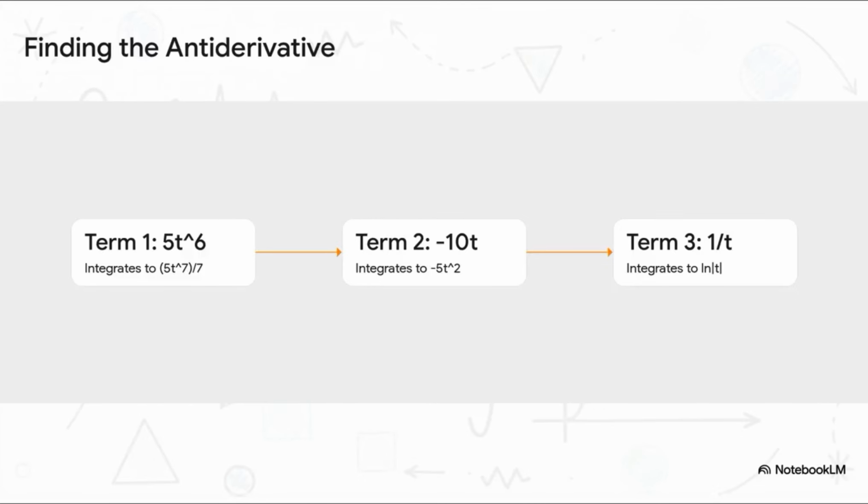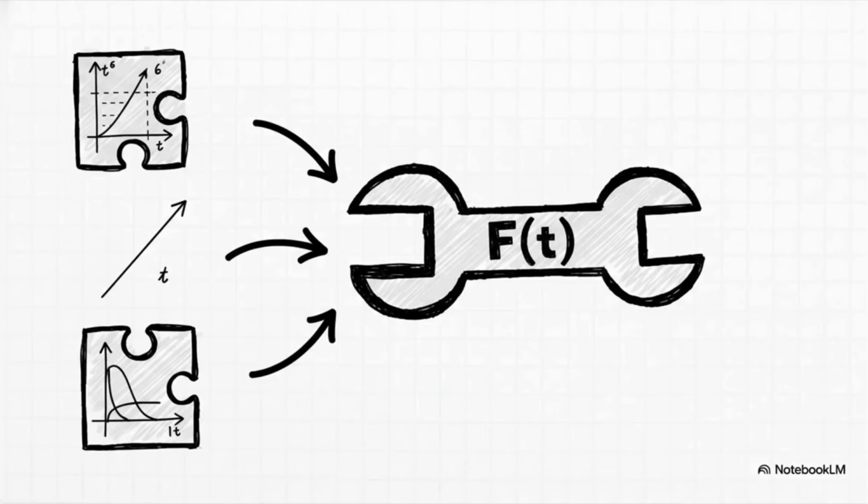The second term, minus 10t, becomes minus 5t squared. And that last piece, 1 over t, well, that integrates to the natural log of the absolute value of t. So far, so good, right? Nothing too crazy. Okay, so when we stitch all those pieces back together, we get our complete antiderivative, f of t. You can almost think of this as our secret weapon for the next step. It's the key that's supposed to unlock the area under our original curve.